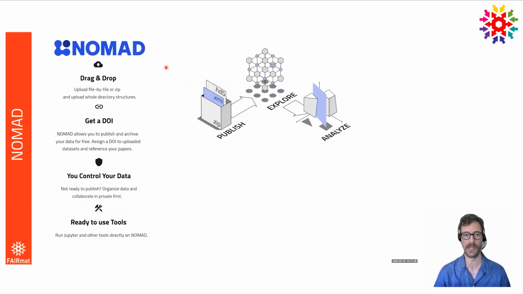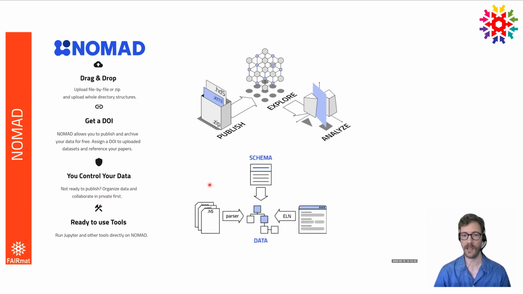Let's focus a little bit more on the details of NOMAD. So as I said, it was established for computational material science data. And now we're extending it for any data from material science. And you can easily upload your data. If you want, you can publish your data, and then you get a DOI to your data. You can control what and when you want to publish, or which part of your data you want to publish. And you can also use tools to analyze your data. For example, we also have now a Jupyter Hub directly available in the NOMAD service. So you can really analyze all the data on the same platform.